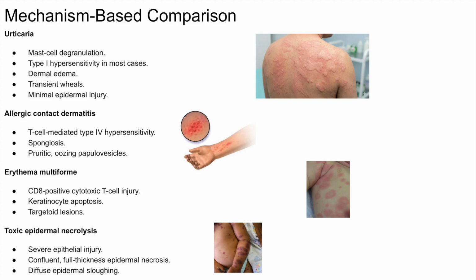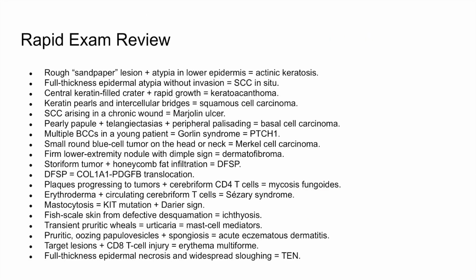Allergic contact dermatitis is a delayed type 4 hypersensitivity reaction mediated by sensitized T cells. It produces spongiosis, meaning intercellular epidermal edema, along with intensely pruritic papules, vesicles, and oozing. Erythema multiforme involves cytotoxic T cell injury to keratinocytes and classically produces target lesions. Toxic epidermal necrolysis represents the most severe epithelial injury with full-thickness epidermal necrosis, widespread skin sloughing, and prominent mucosal involvement. Now time for the rapid exam review here.